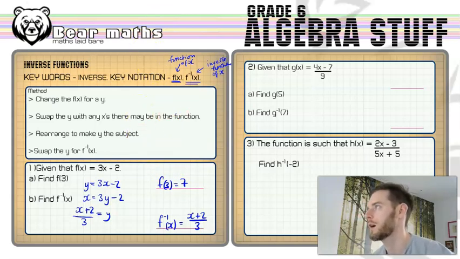Okay, I don't need to get rid of that because I'm moving on to question 2. Now, question 2, given that g of x, and this time we haven't got f of x, and it doesn't matter, it's actually just a different letter, and it means nothing different. It still can be replaced with a y. So g of x is equal to 4x minus 7 over 9.